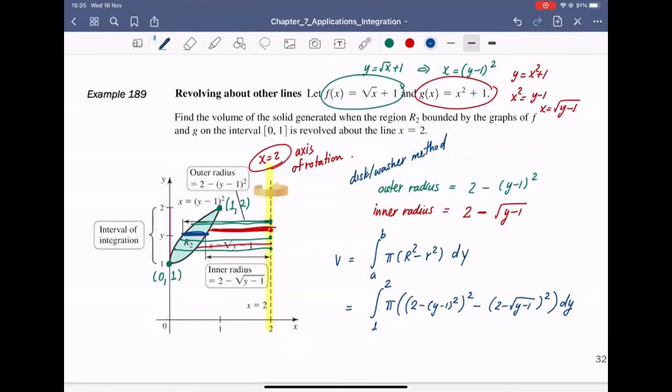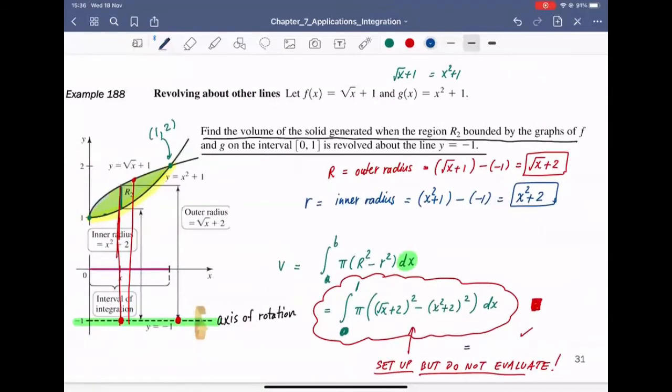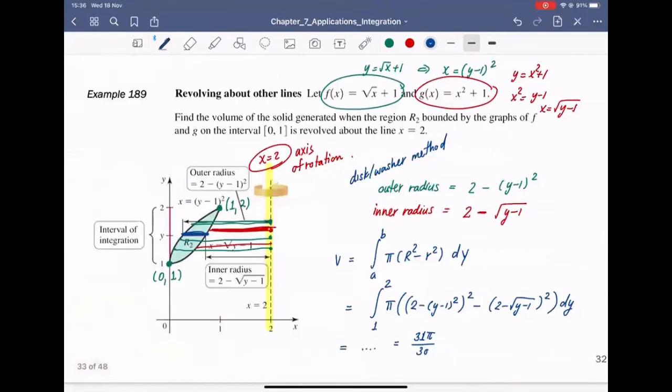If you want to integrate, you can do it at home. This is 31 pi over 30. But who wants to integrate this thing? It's ridiculous. And the previous one, if you want to integrate, is 49 pi over 30. I already did, but don't waste your time doing the integration, because if you can set up, you're good for this chapter.